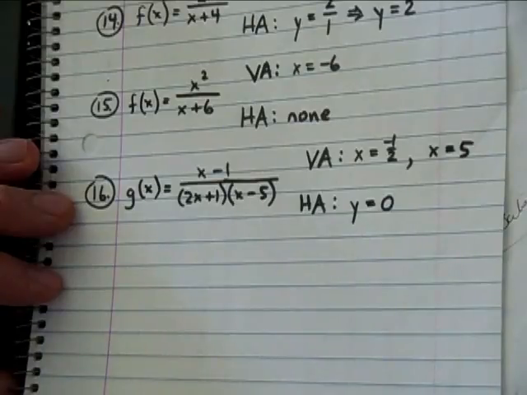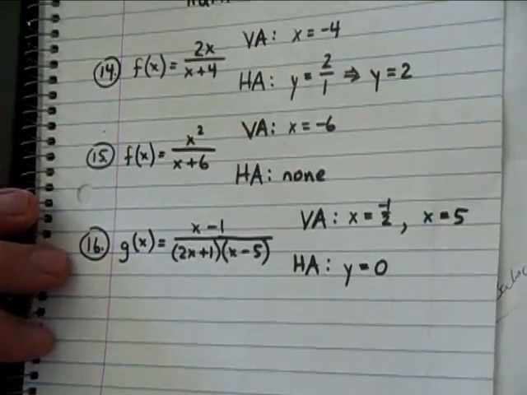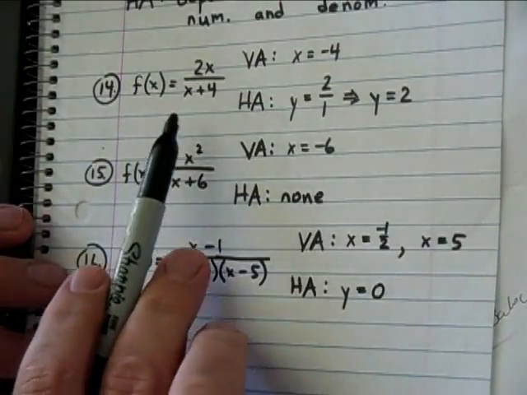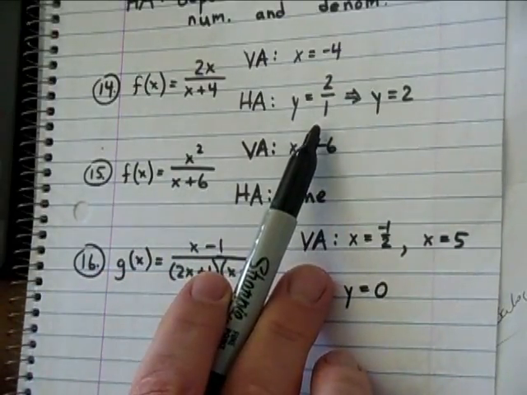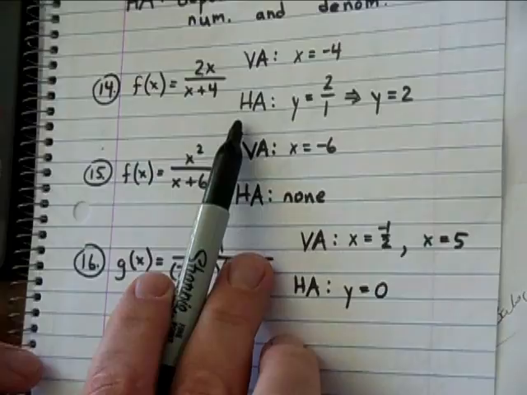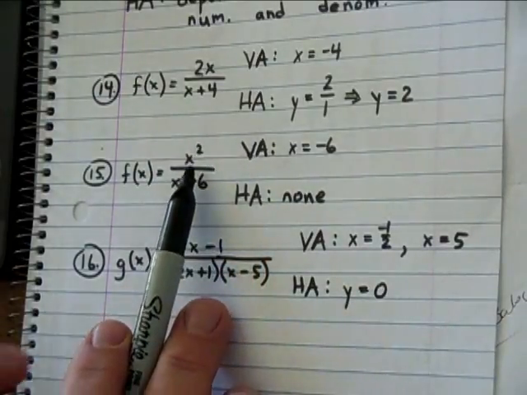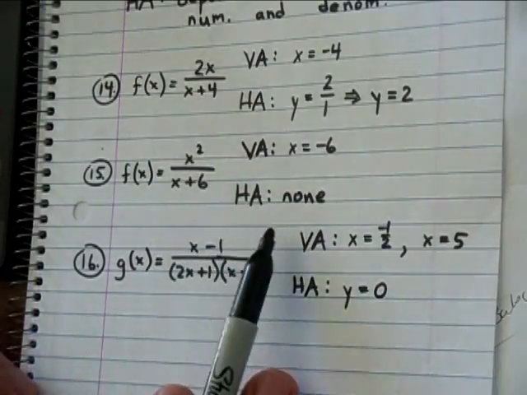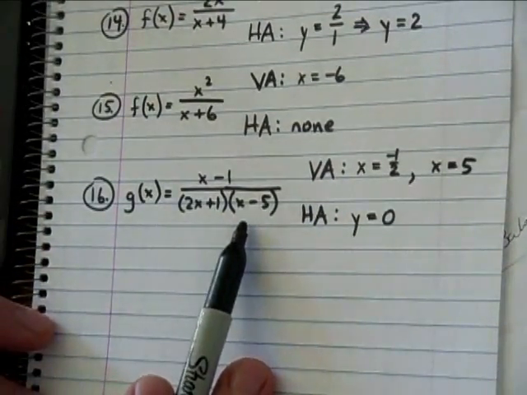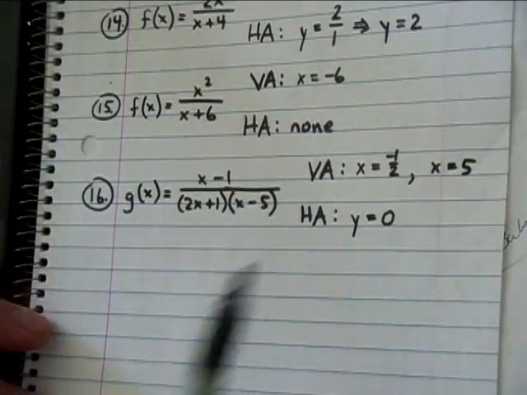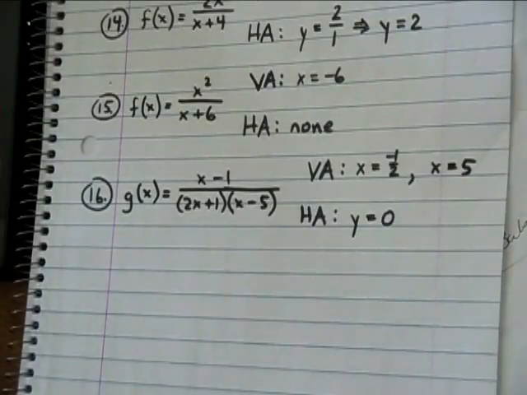So there are 3 cases, and I've done one example of each case. If the degrees are the same, then you take the ratio of the leading coefficients for your horizontal asymptote. If the degree of the numerator is larger, there is no horizontal asymptote. And if the degree of the denominator is larger, then the horizontal asymptote is y equals 0.